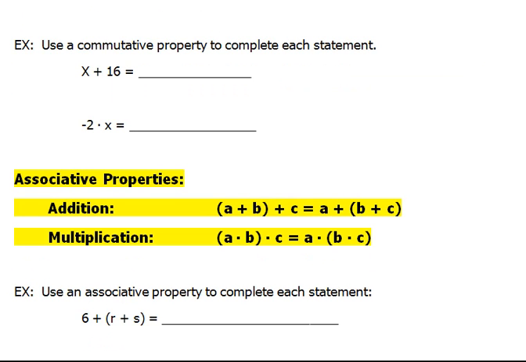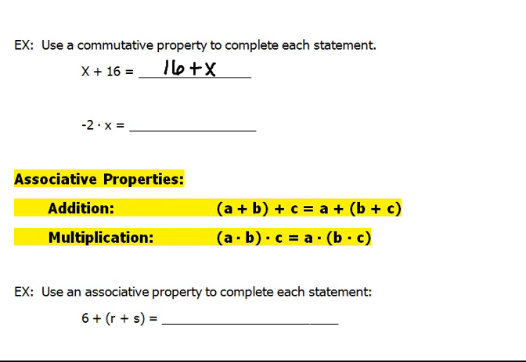So now let's look at an example. It says use the commutative property to complete each statement. So we have x plus 16. Now if we're going to use the commutative property, that means that our items are going to actually switch places. So instead of doing x plus 16, we could say 16 plus x. And because we're adding, we can add in any order we want to, and we get the exact same thing.